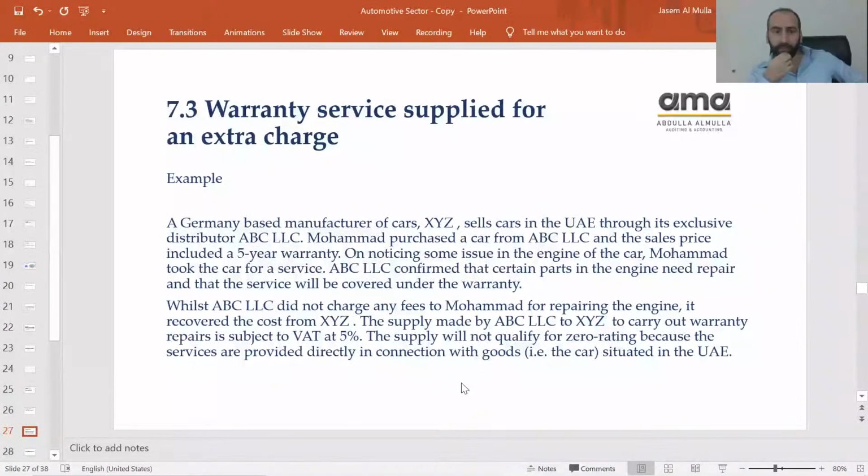It recovers the cost from XYZ. The supply made by ABC to XYZ to carry out warranty repair is subject to VAT at 5%. The supply will not qualify for zero rating because the services are provided directly in connection with goods situated in the UAE.